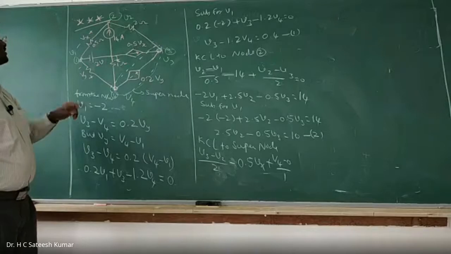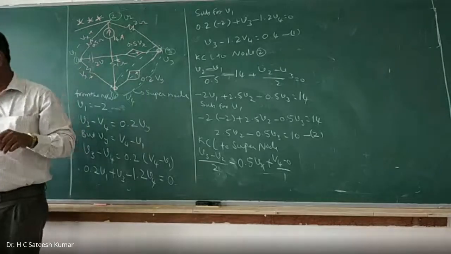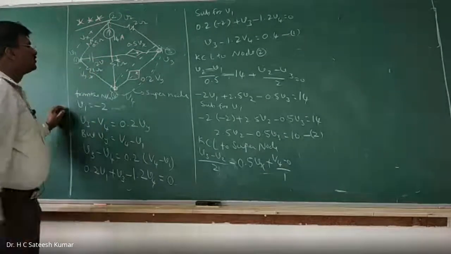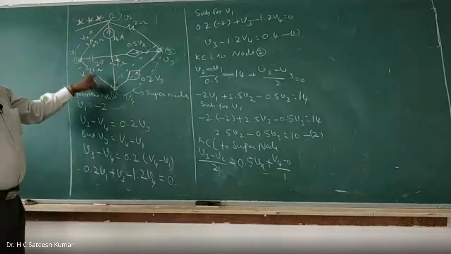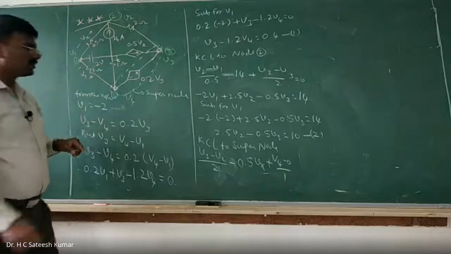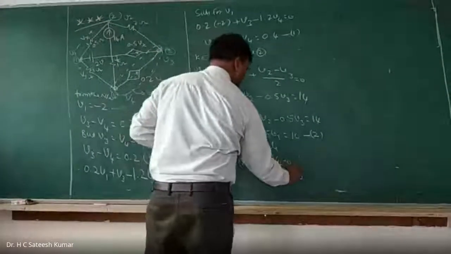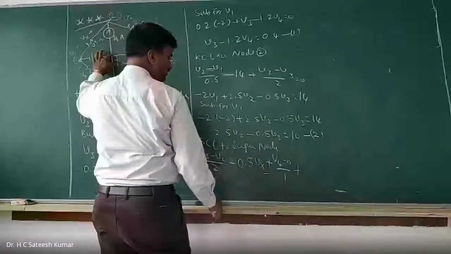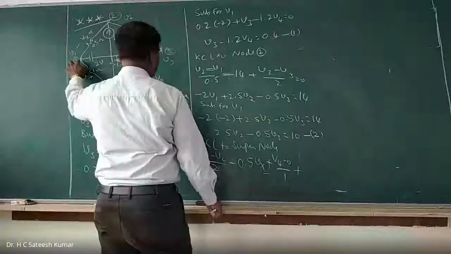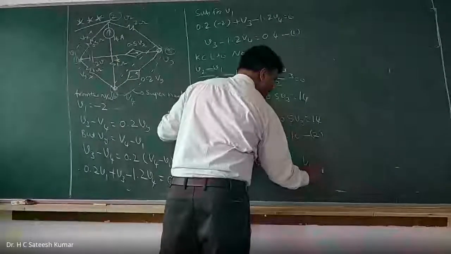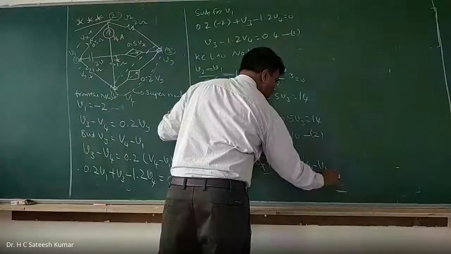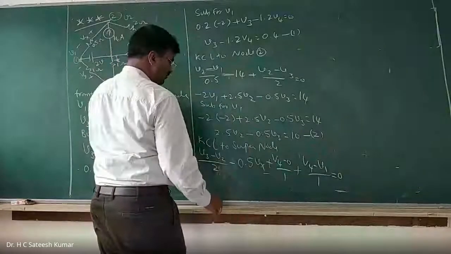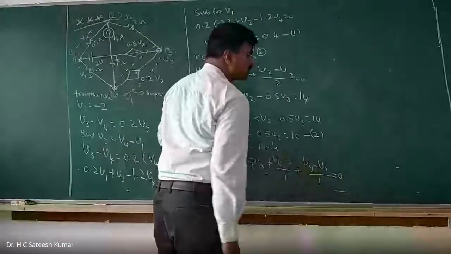How much is this? I have not written that. 1 ohm, sorry, this is 1 ohm. So you can write it: V4 minus V1 divided by 1 plus V4 minus 0 divided by 1. V4 minus V1 divided by 1 is equal to 0. 1, 2, 3, 4 terms.